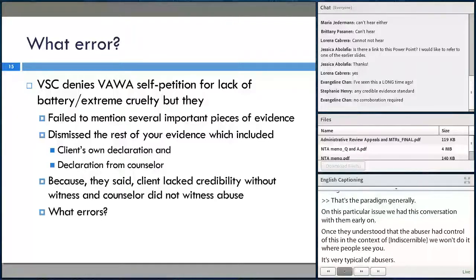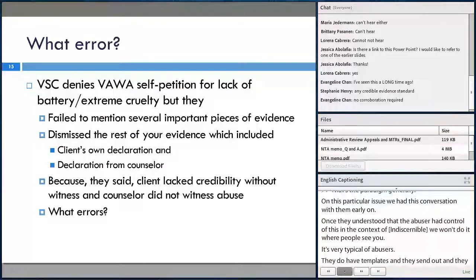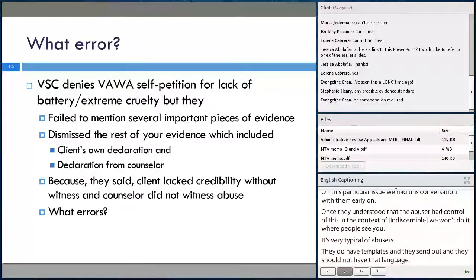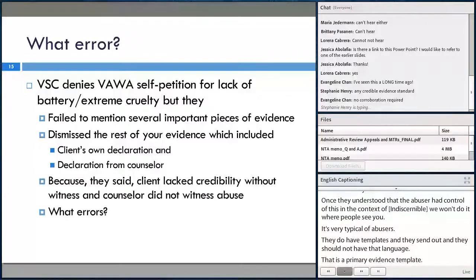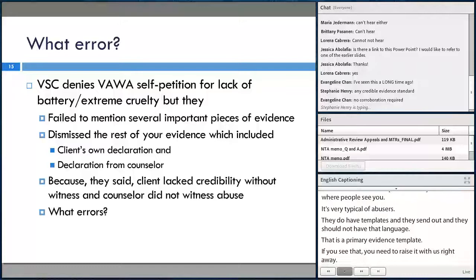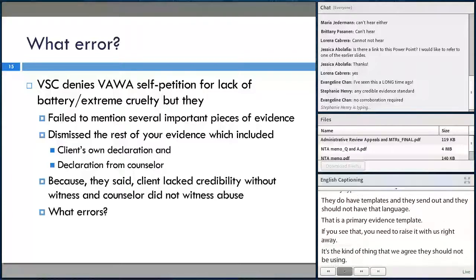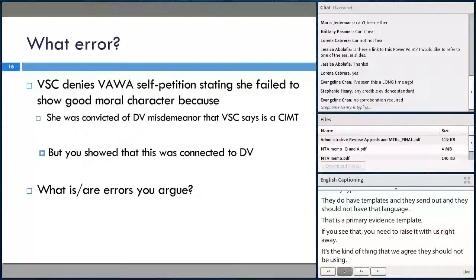So if you're seeing those, you need to raise those with us right away, because that's the kind of thing that they all agree they shouldn't be using, and we would want to let the heads of the unit know that some adjudicator has taken the template from a regular family-based petition and is now applying it to VAWAs. That's the easy one. Let's move on to a little more difficult ones.